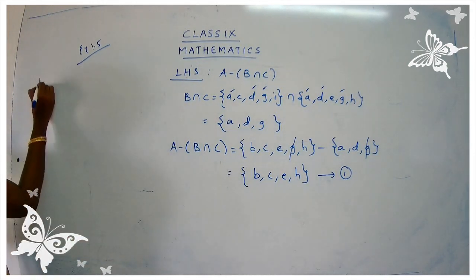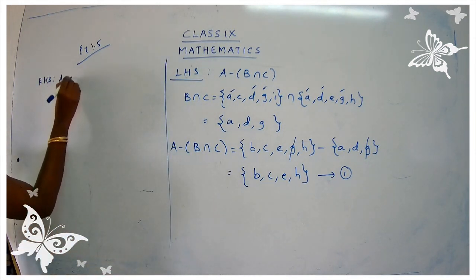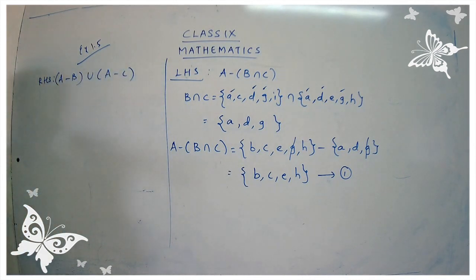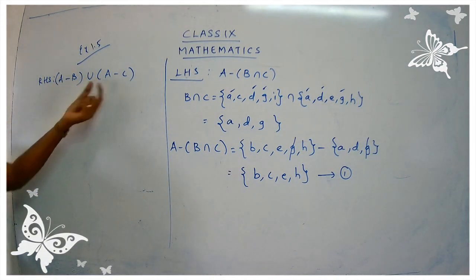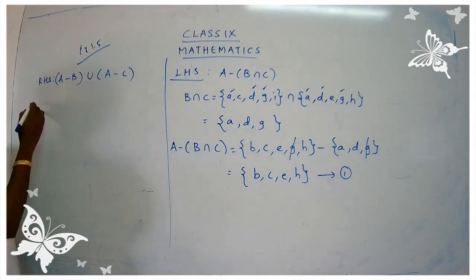I'll write down here the RHS part. A minus B union A minus C. So this is the RHS part. Okay. So let's see what we are going to do over here. Here we are going to show 3 steps. The first one is you are going to find out A minus B. The second one is you are going to find A minus C. And the third thing is you are going to combine A minus B and A minus C. So let's work out here.